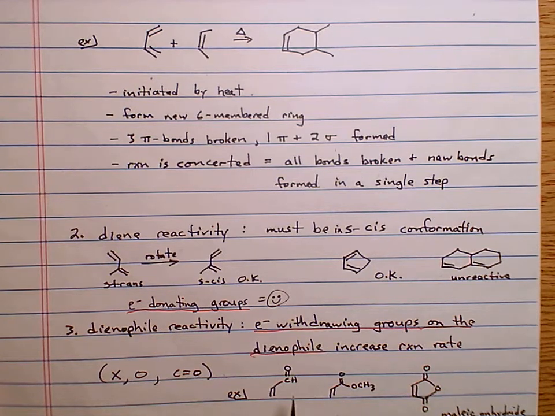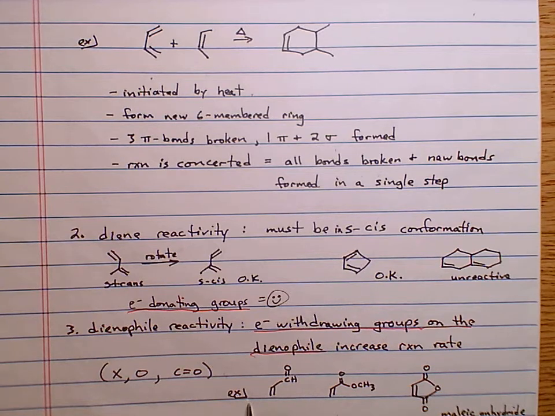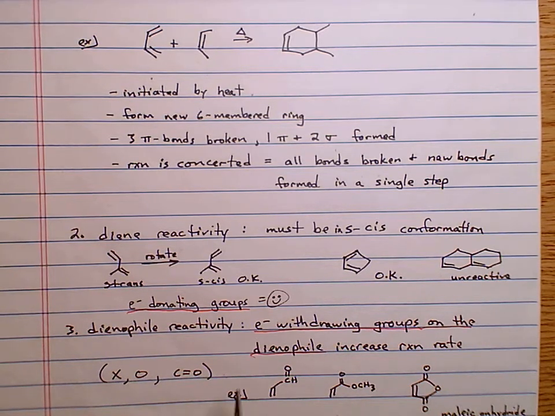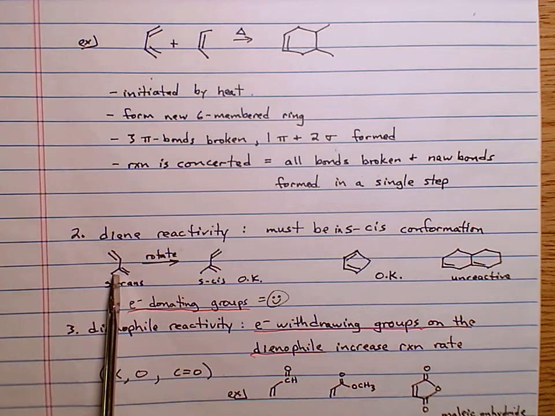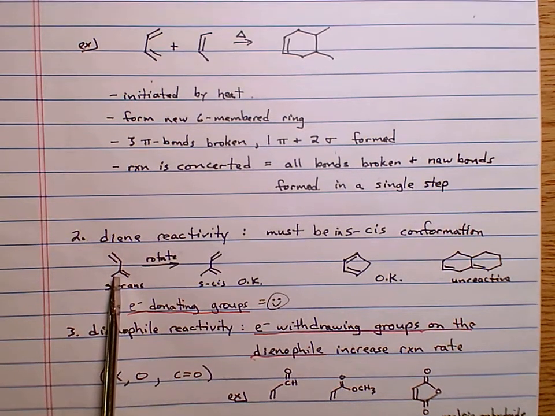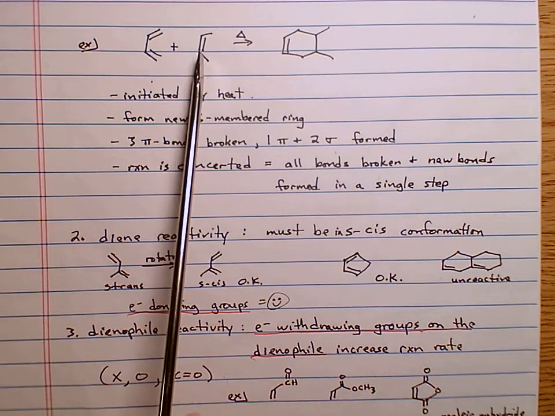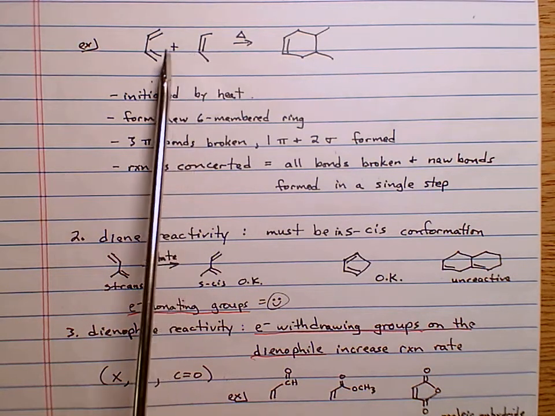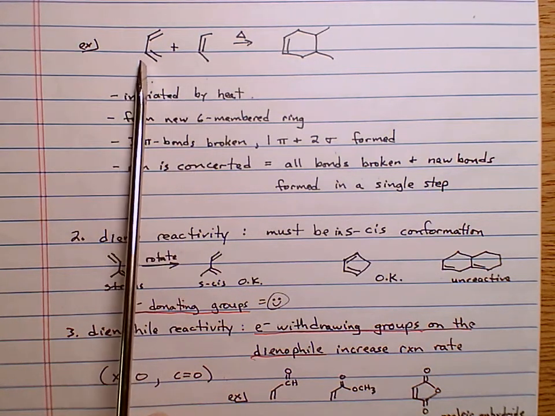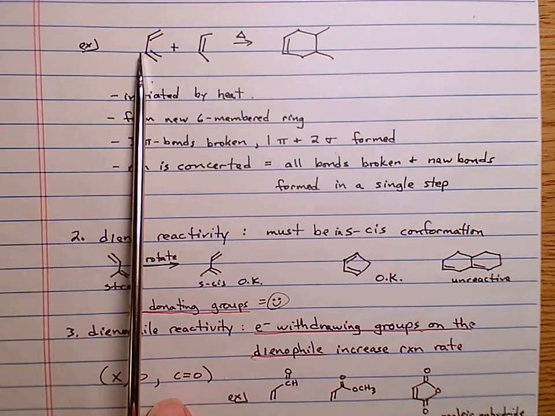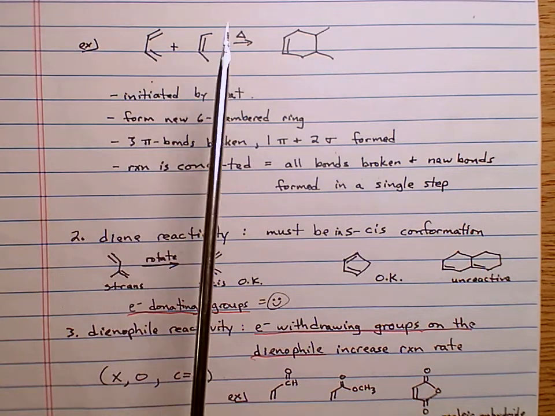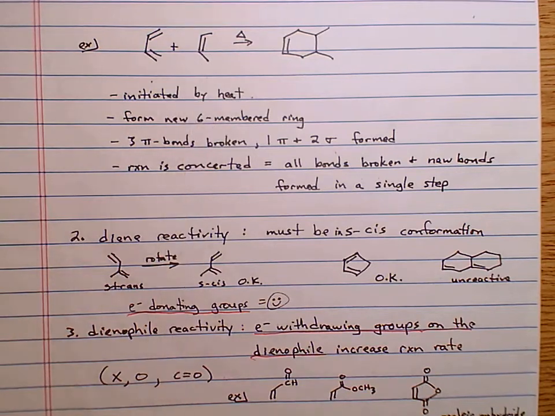Also, if you have electron donating groups, by the way, electron withdrawing, electron donating, we're going to get to that in the next chapter. What groups do that? It turns out methyl groups are electron donating. So the best Diels Alder reactions have electron withdrawing groups on the dienophile and electron donating groups on the diene. Methyl groups and alkyl groups on the diene, oxygen containing groups on the dienophile.